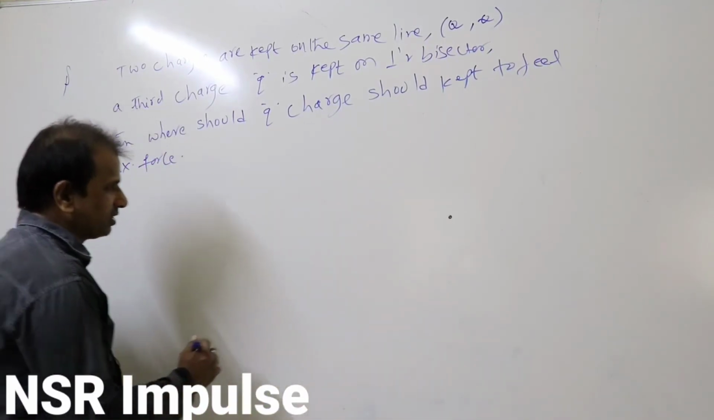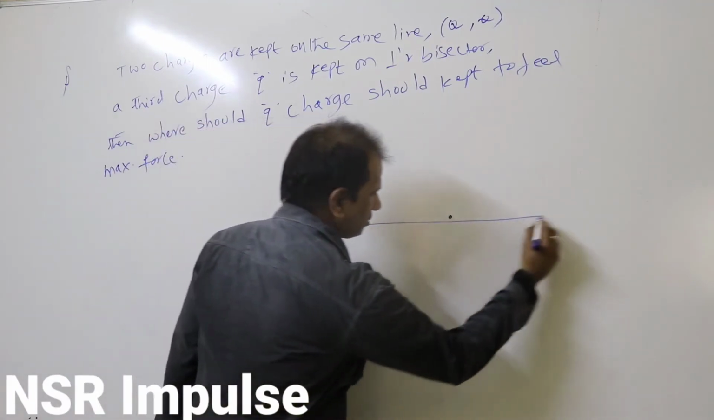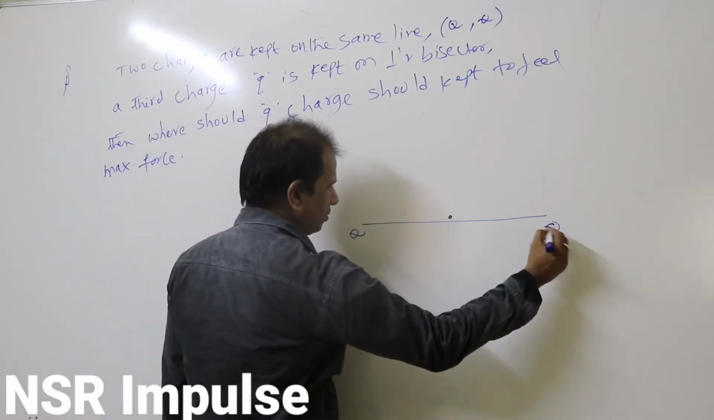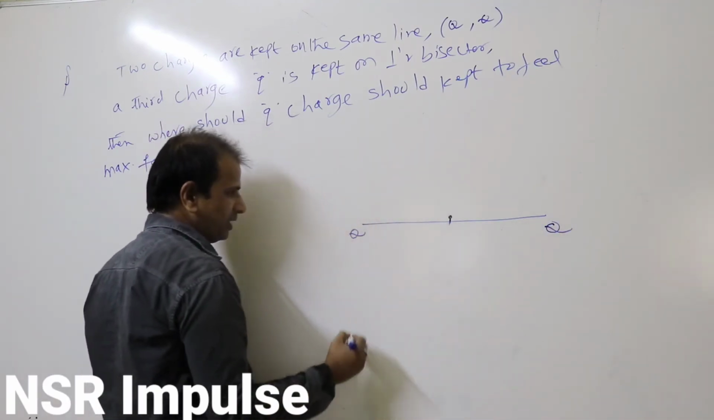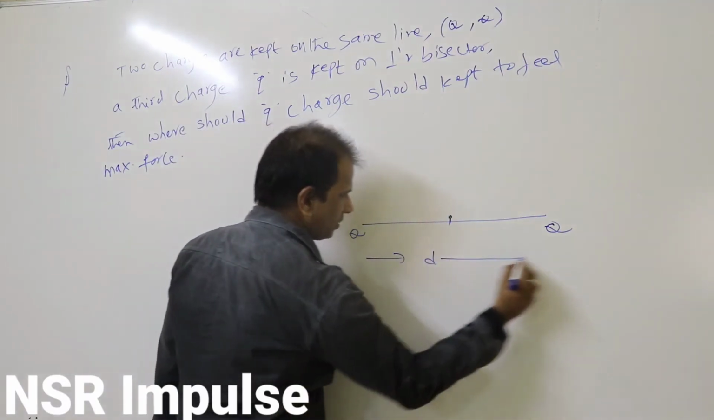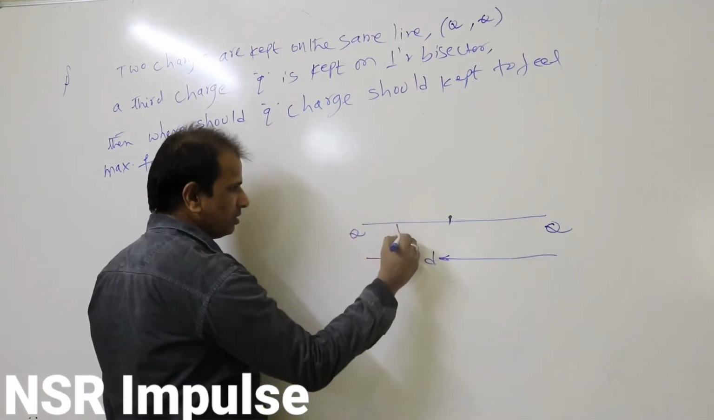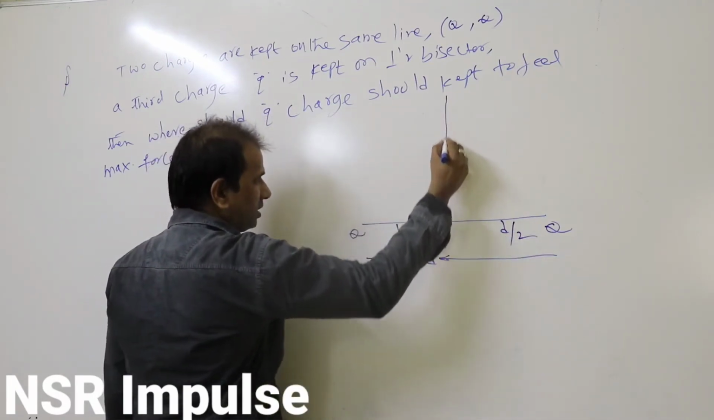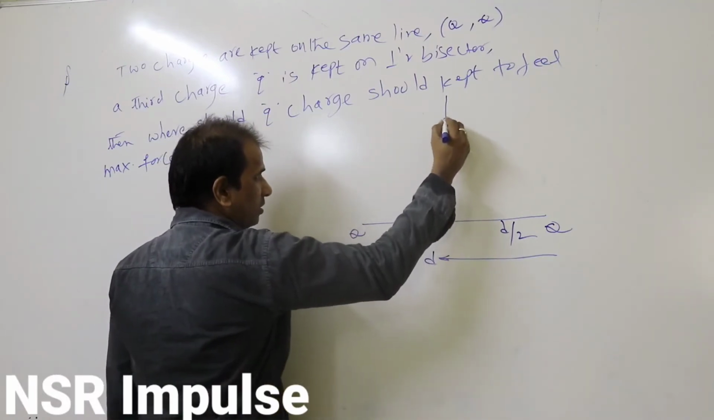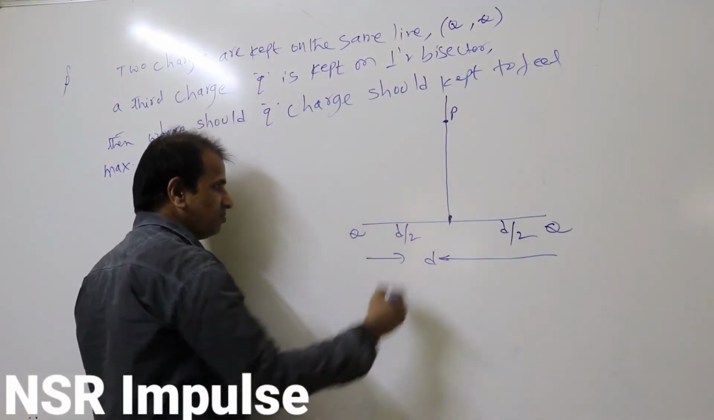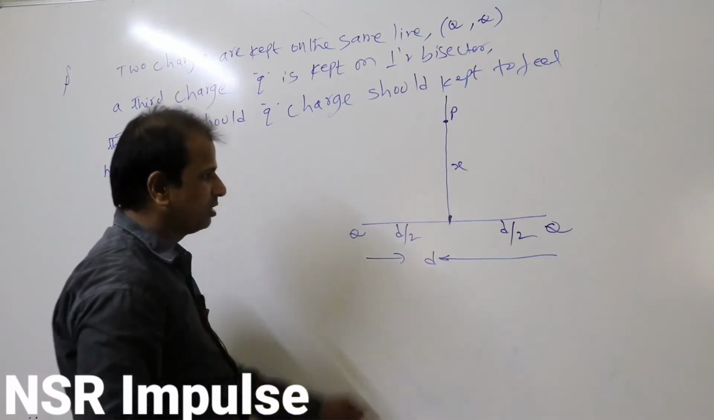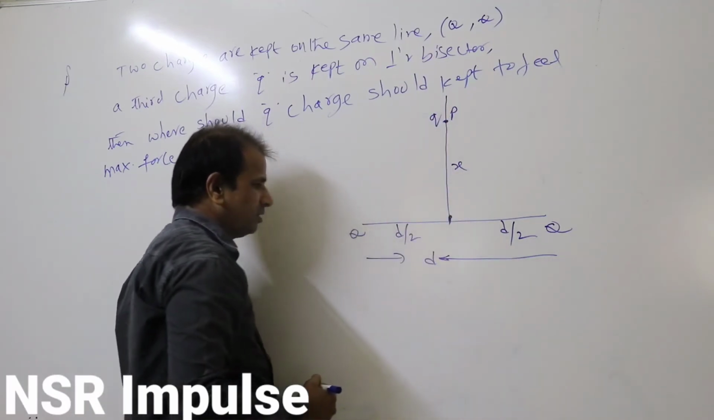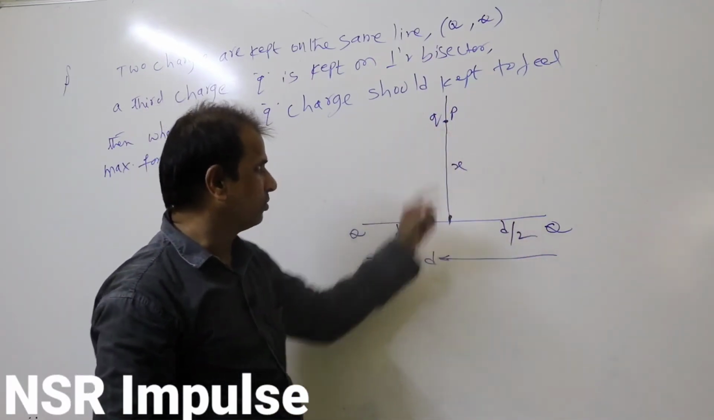Let us consider the situation like this. According to the given data, here two charges are to be taken, Q and Q. This is the midpoint. The distance of separation between these two is d. Then this becomes d by 2 and d by 2. And it is the perpendicular bisector. This is point P. At a distance x on the perpendicular bisector, at point P, a third charge q is kept. This is Q, Q, q.